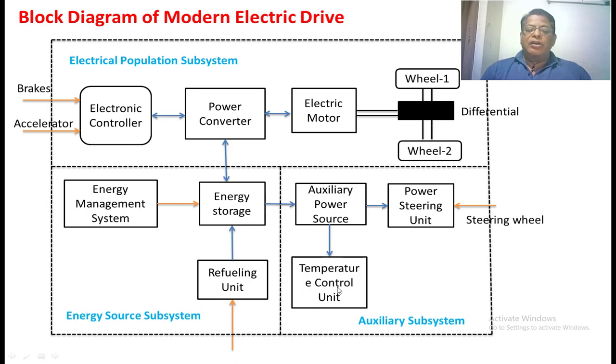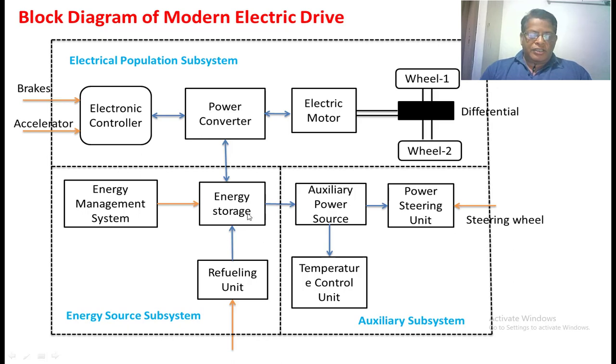This is the temperature control unit. When you operate the vehicle, the temperature of the system will increase, taking this into consideration, there is the temperature control unit. Power steering unit. This is the steering wheel. The steering wheel is operated by the driver. That signal will come to the power steering unit. Based upon that signal, the remaining system will work. So in this manner, the different components of a modern electric vehicle operate.